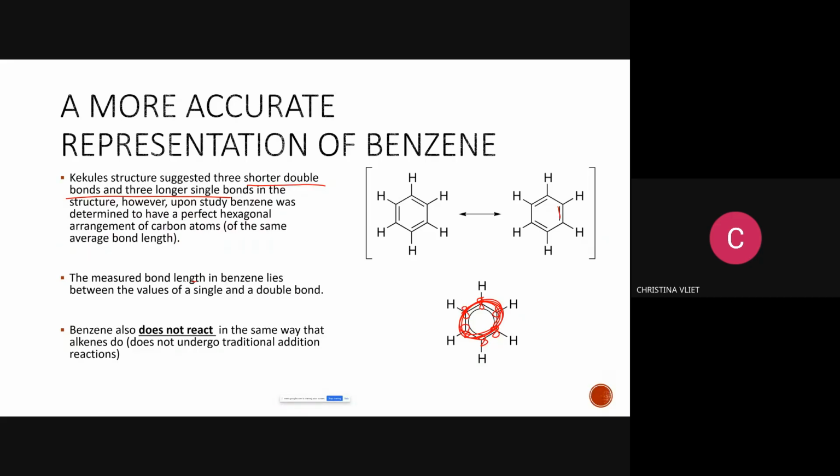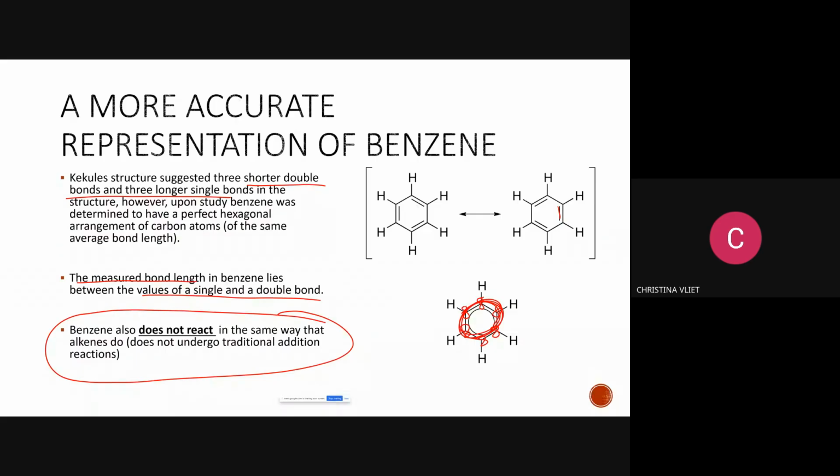And so the measured bond length that's been proven by experimentation is intermediate to that of a single and a double bond, which means that it's all the same. This also gives benzene a unique property: it does not react in the same way alkenes do. So it does not do traditional addition reactions.